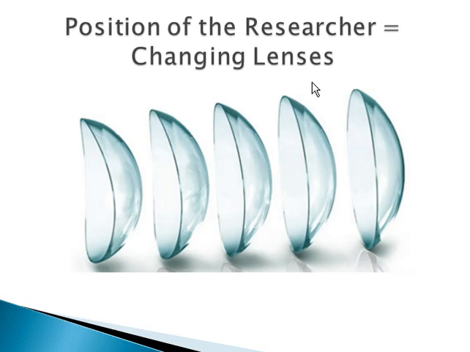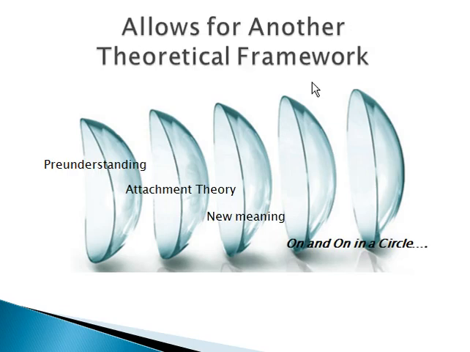So these lenses are constantly changed, and each lens is created as you go through the process of interpretation. Now you can see how this can allow for another theoretical framework. If you're using attachment theory, for instance, pre-understanding would be one lens, attachment theory would be another lens. You'd have a new meaning that emerges from that, and so on in this hermeneutic circle, through these lenses they would be created. That's in essence the hermeneutic circle, and how to do that. So those are the two philosophers that you would be using. And I want to show you an example of what this would look like in research.